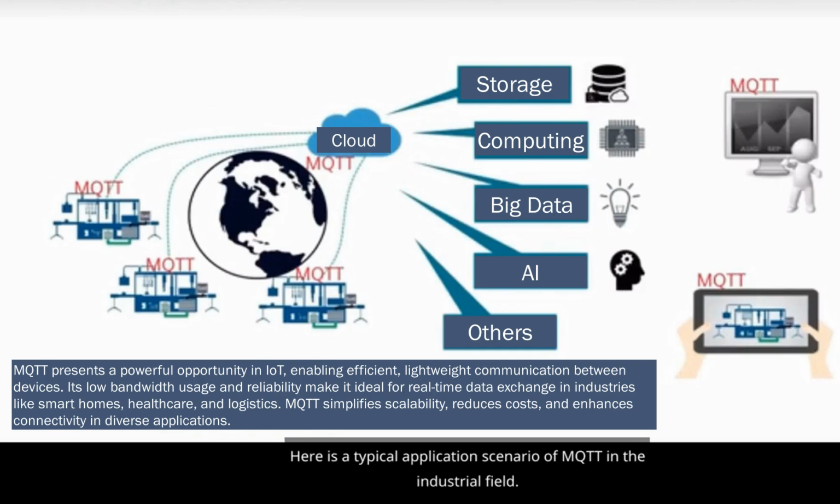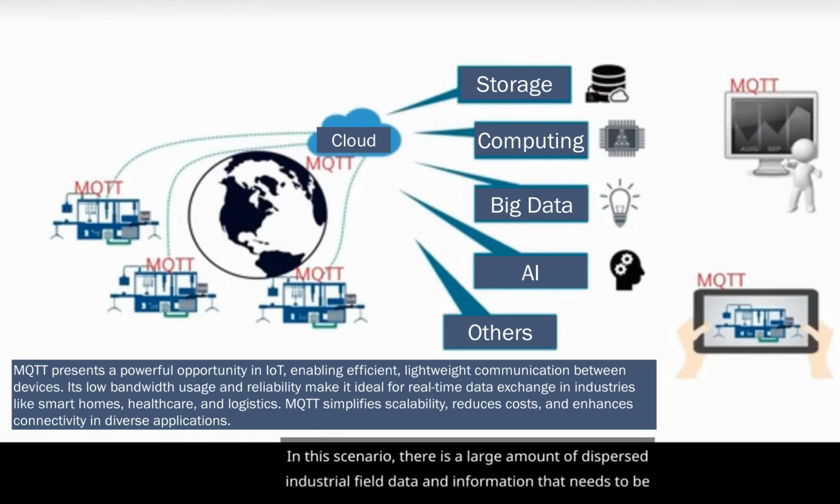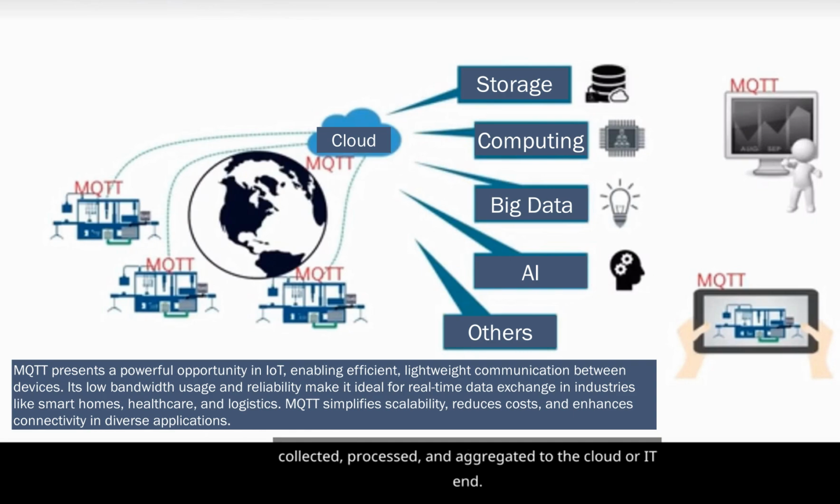Here is a typical application scenario of MQTT in the industrial field. In this scenario, there is a large amount of dispersed industrial field data and information that needs to be collected, processed, and aggregated to the cloud, or IT end. By leveraging resources from the cloud, or IT end, such as storage, computing resources, big data, and artificial intelligence, we can mine the huge commercial value hidden in the data.